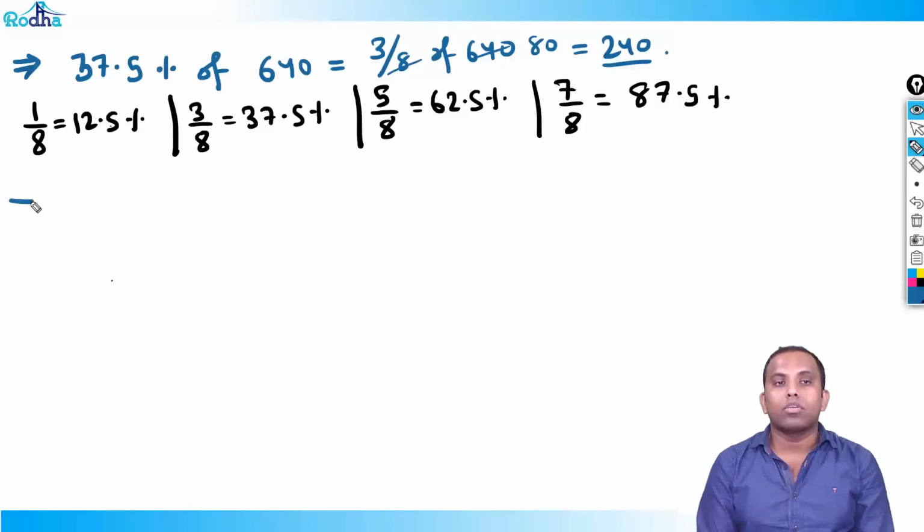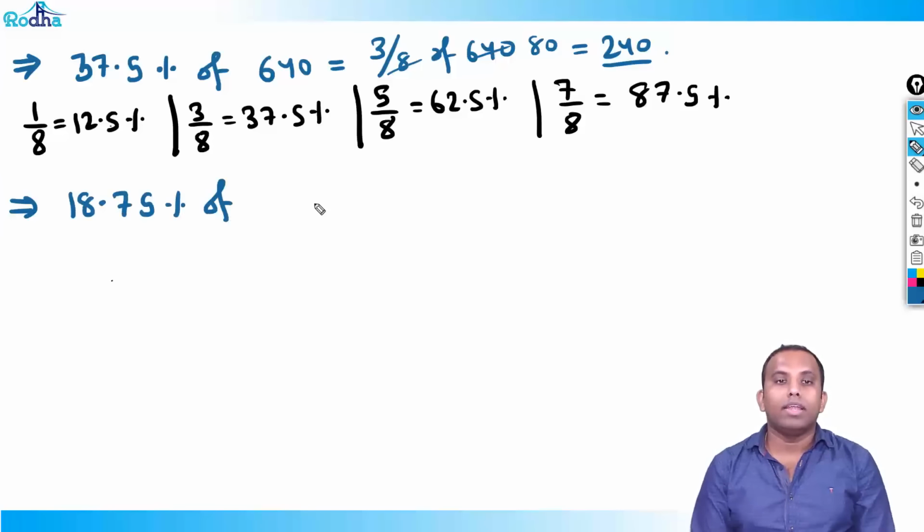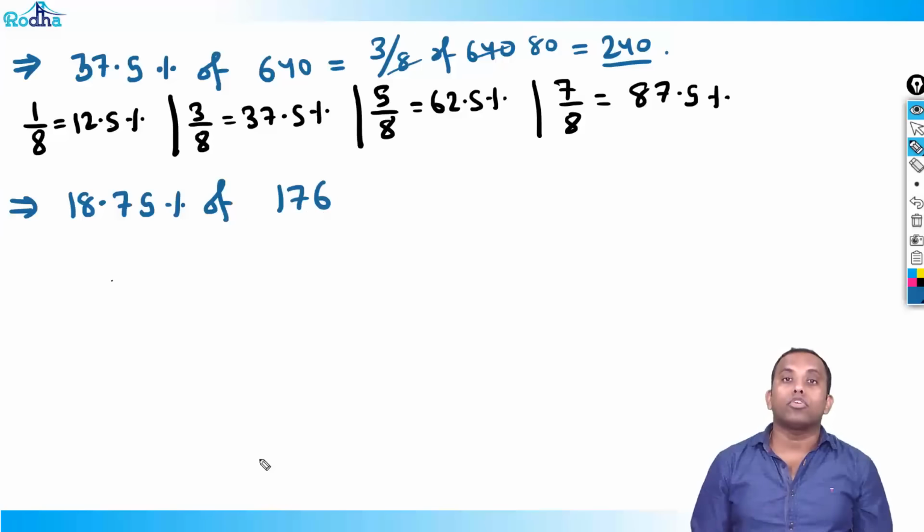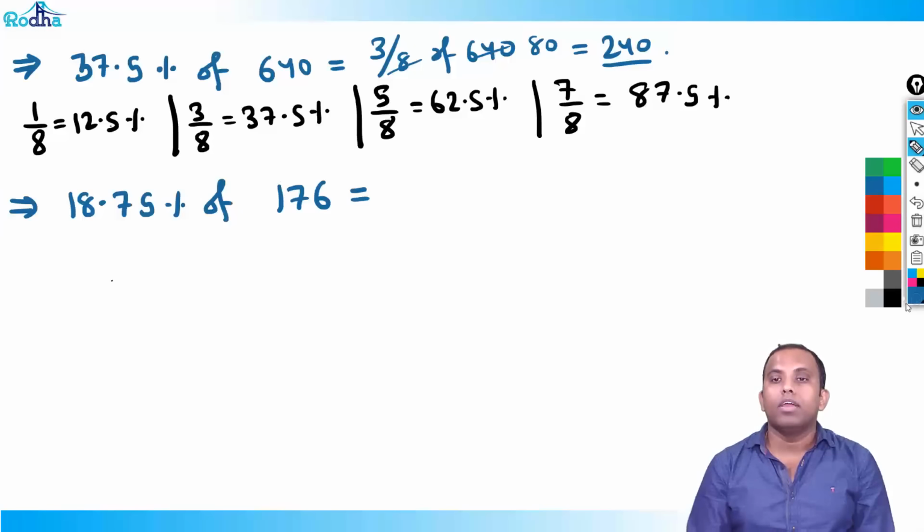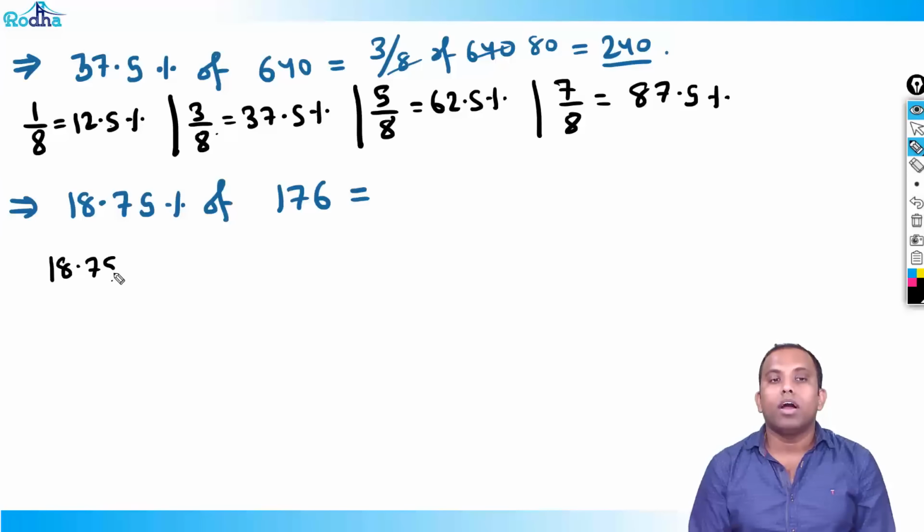Okay, now suppose 18.75% of 176. Right, now it looks like a tough question. It is actually not. Again, if you get the funda of where 18.75% comes from, you directly see from here itself. 18.75 is half of 37.5, right? Half of 37.5 is 18.75. What is 37.5? 3 by 8. What is 18.75%? Half of 3 by 8, that is 3 by 16.